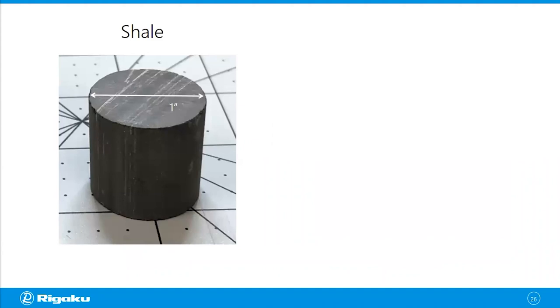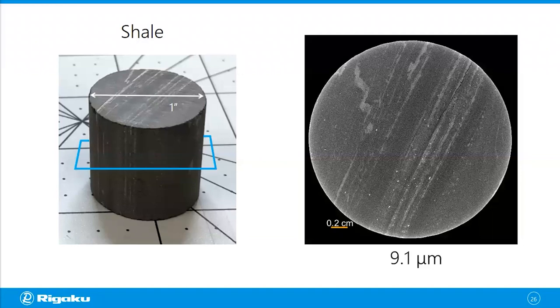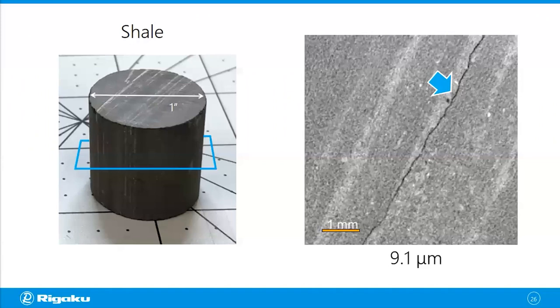So this one is a drill core of shale, and the cross section in the center looks like this. Let's zoom into this image. Then you see a crack going through it. This is a 9.1 micron voxel size image. It's high enough resolution to see this crack, so you can measure the width or the length of the crack.